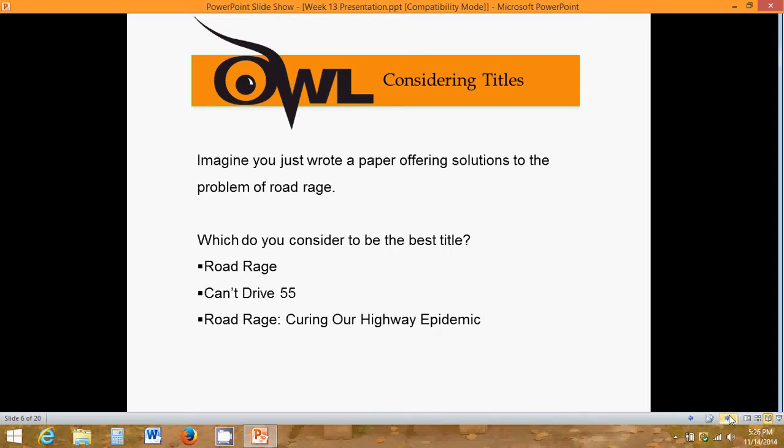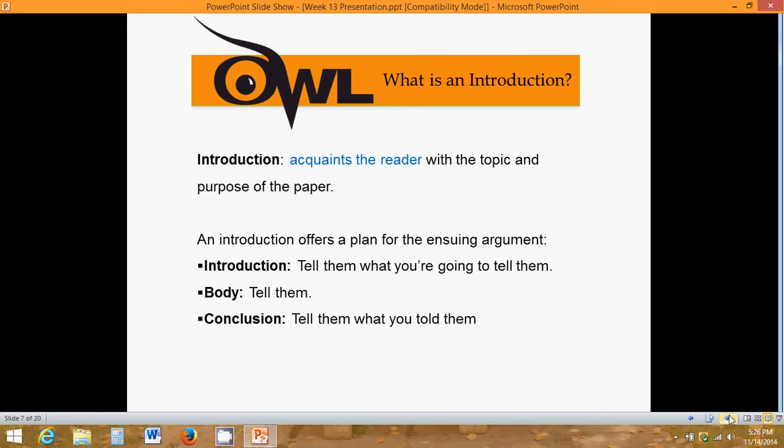And the third one, of course, states the topic, and then it has a more action-based verb, curing our highway epidemic. So curing makes it seem like road rage is a very bad problem. It's an epidemic, so that's definitely a lot more attention-grabbing, and it still shares the topic of the paper. So you can pretty much see which one is the best title. When you think about titles, those should be short little quips. They introduce the topic and generate interest for the reader.